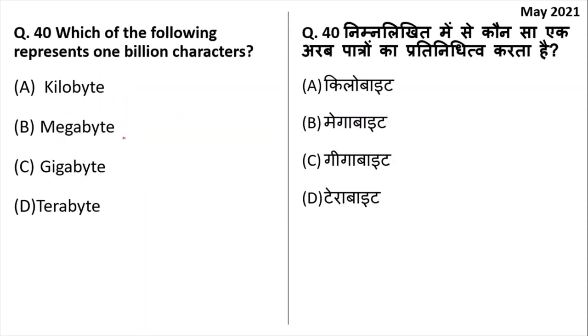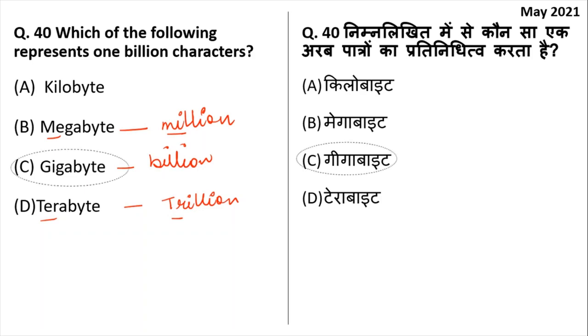Which of the following represents 1 billion characters? So if the question asks about 1 million characters, students, remember it is going to be megabyte. If it asks about 1 billion characters, it is going to be gigabyte. And if the question asks about 1 trillion characters, it is terabyte. So remember M for million, T for trillion, but this you will have to remember. 1 GB or 1 gigabyte is equal to 1 billion characters. C is the right answer.